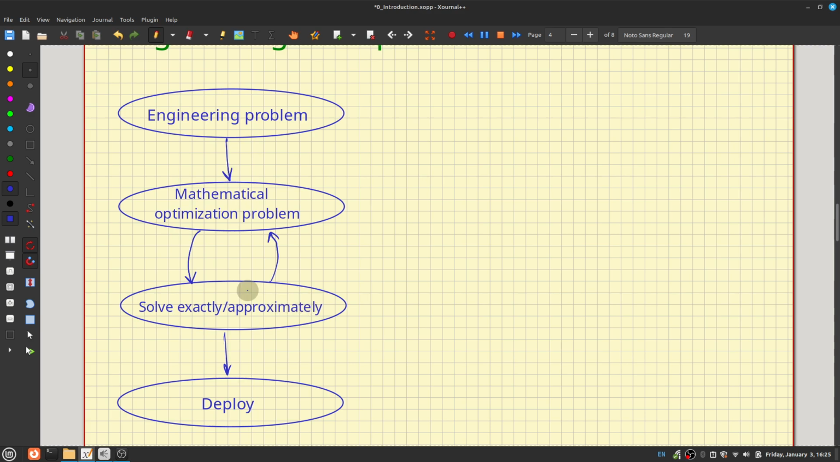So we'll be given a particular mathematical optimization problem, and we want to know what are the properties of this optimization problem, and given that, how do you solve this?